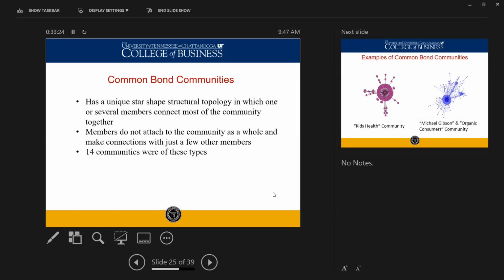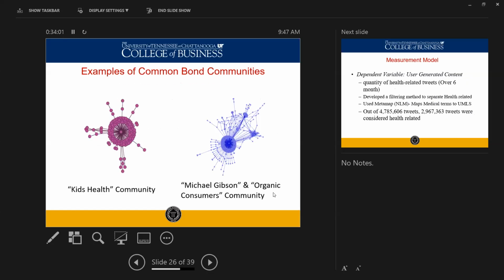Another kind of community we identified was the common bond community. These communities have a unique star-shaped structural topology, in which one or several members connect to most of the others. This was a very interesting pattern we found. There is one or a few very prominent members in the community. Everybody follows them, and the members do not attach to each other, but they all attach to these one or two members. 14 communities were of this type, and this was their structure. There was one central important member, everybody was following this one member. Similarly here, there were 2 or 3 important members, everybody was following them, and so on.